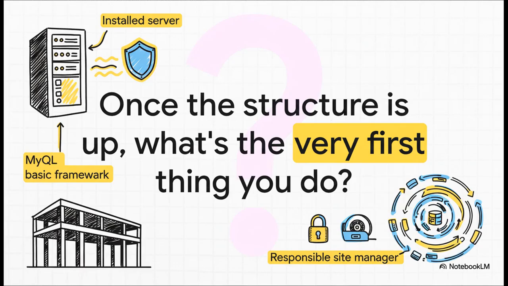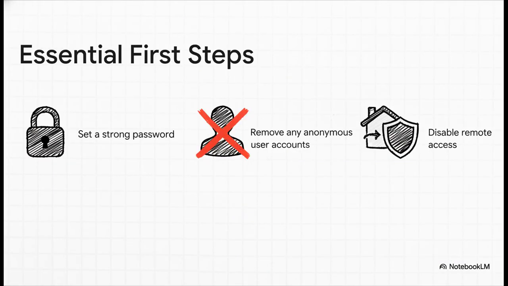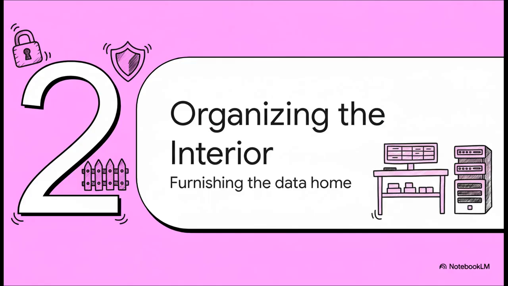Okay, the basic framework is up, the server is installed. What is the absolute first thing any responsible site manager does? You lock the doors and windows. Seriously, this is non-negotiable. You immediately set a strong password for the main administrator, which is called the root account. Then you get rid of any generic, anonymous user accounts that might have come with the installation. And finally, you make sure that main admin account can't be accessed from somewhere else remotely. This is your day 1 security checklist. Let's move on to the next phase.